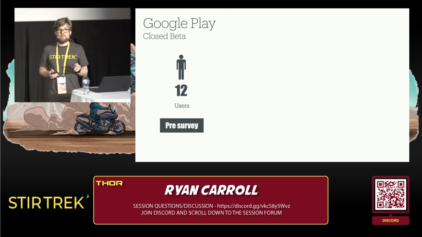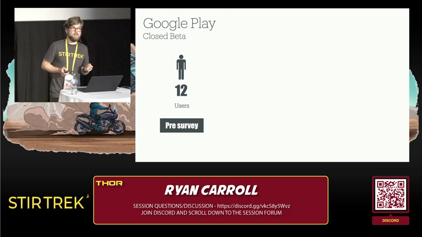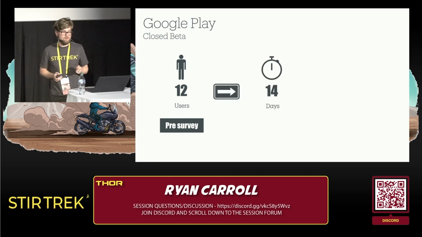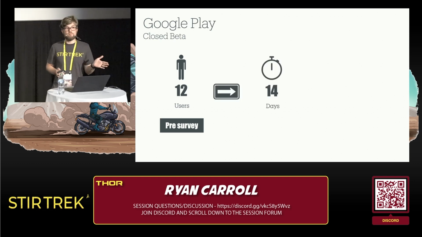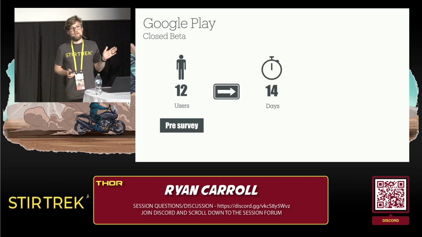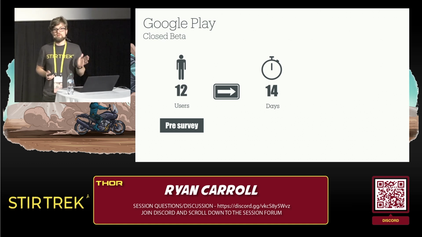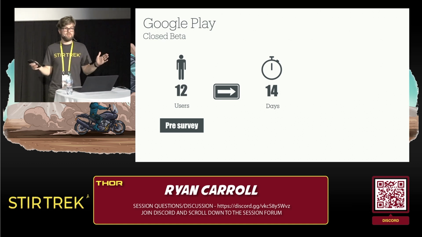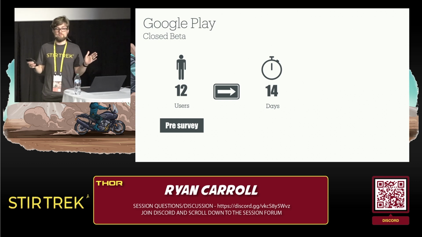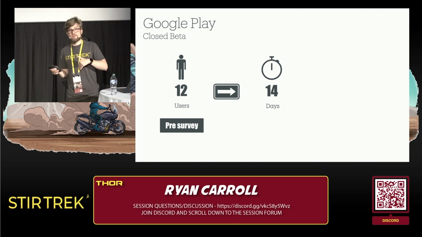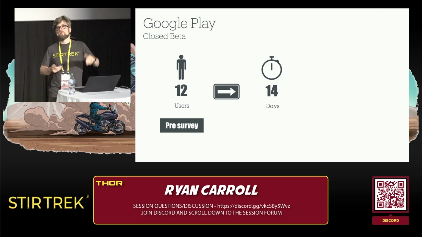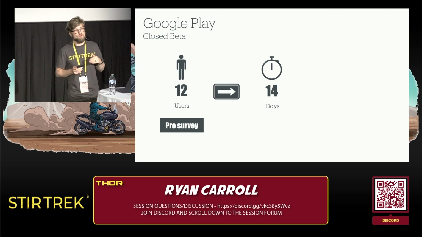There may or may not be Reddit communities that help you find people if you don't have enough. So you have to get those 12 people. They all have to have your app installed on their phone for 14 days. All of them together at the same time. That's very important because if you get to day 13 and one person uninstalls your app, it resets the whole thing. And you've got to go through the whole thing over again.